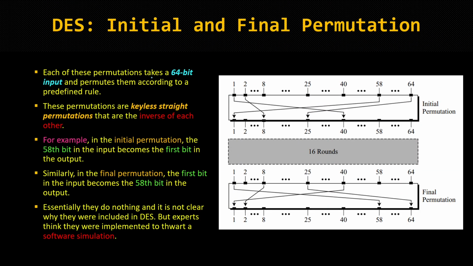So each of these permutations takes a 64-bit input and permutes it according to a predefined rule. These permutations are keyless straight permutations that are inverses of each other. For example, in the initial permutation, the 58th bit in the input becomes the first bit in the output. As you can see here, the 58th bit in the input is converted to the first bit in the output. Similarly, in the final permutation, the first bit in the input becomes the 58th bit in the output.